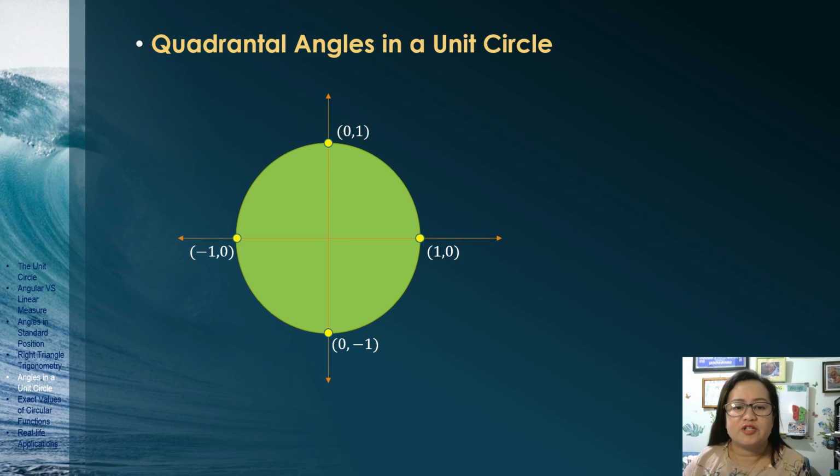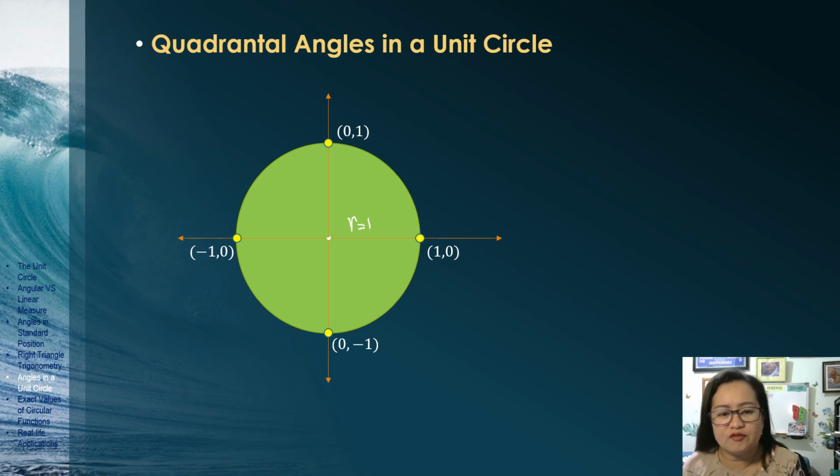Let's plot the unit circle on the coordinate plane. So since we have r equal to 1, this is the origin, then this is 1 unit. So therefore, this point has coordinates (1, 0). This point has coordinates (0, 1). Then here we have (-1, 0). And the last one we have (0, -1).